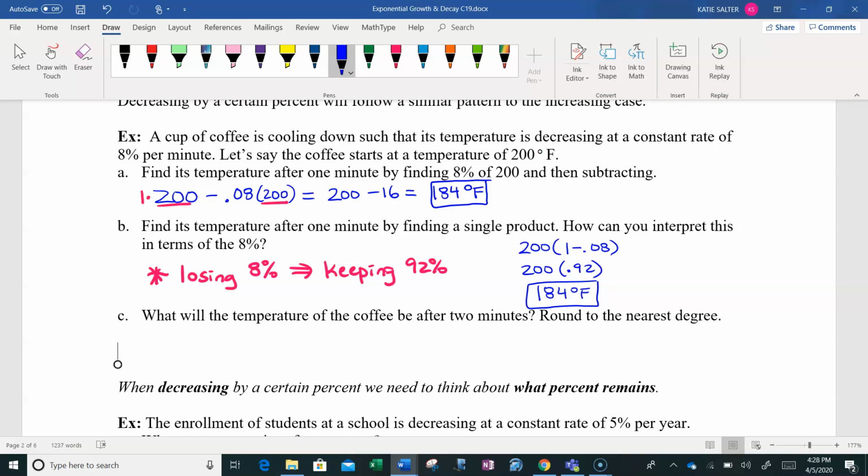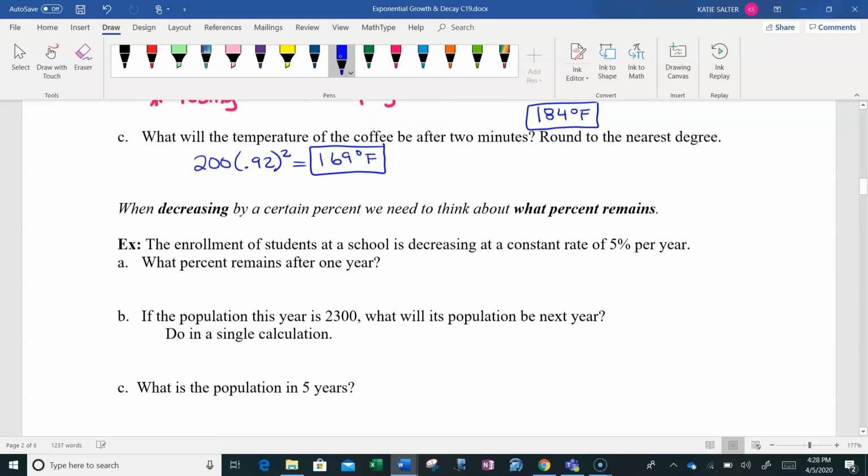Round to the nearest degree. Now that we realize if we're going to lose 8% every minute, we're going to keep 92% of what we had the previous minute. So all we have to do is say 200 times 0.92 raised to the second power, because if it's been 2 minutes, it's lost 8% twice. And if you pop that in your calculator, that is about 169 degrees Fahrenheit. So when decreasing by a certain percent, we need to think about what percent remains.